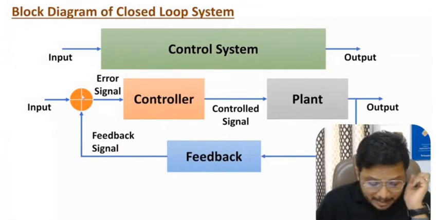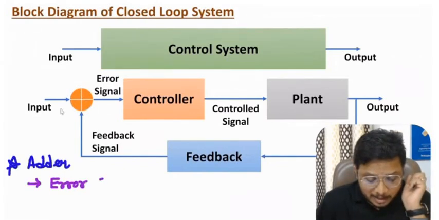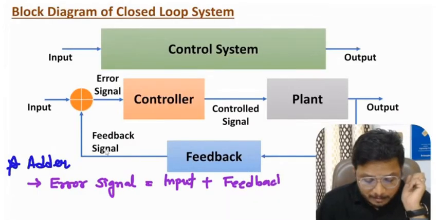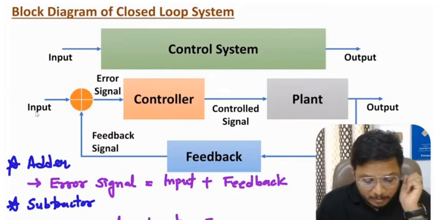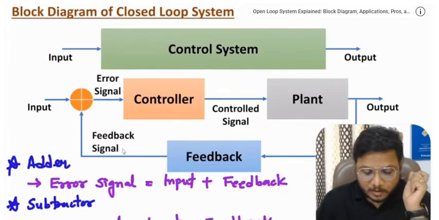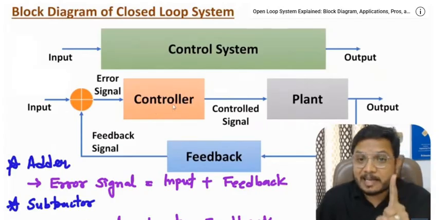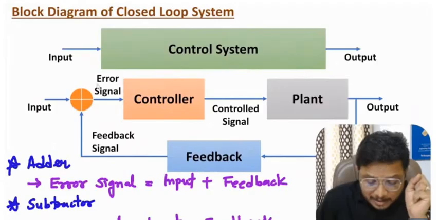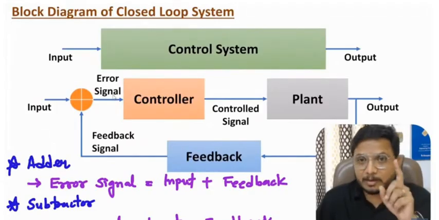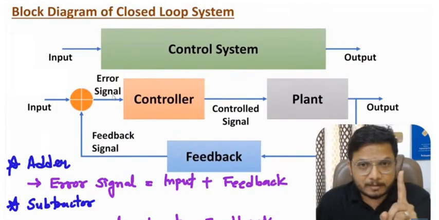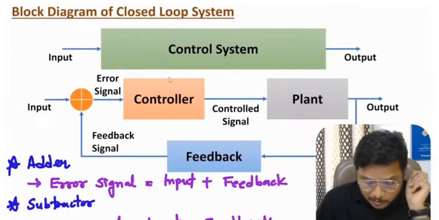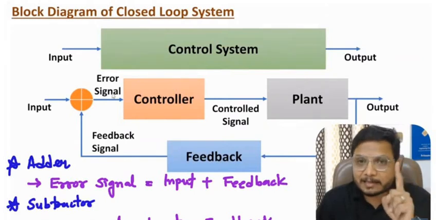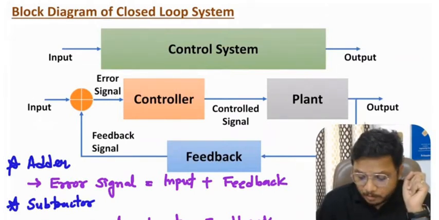This element could be an adder or a subtractor. If this element is an adder, then the error signal is input plus feedback signal. And if this element is a subtractor, then the error signal will be input minus feedback signal. So here the controller is taking control action, and the control action is based on the error signal. With the open loop system, control action was based on the input signal. Now in the closed loop control system, control action is based on the error signal, and the error signal is a combination of input and output.